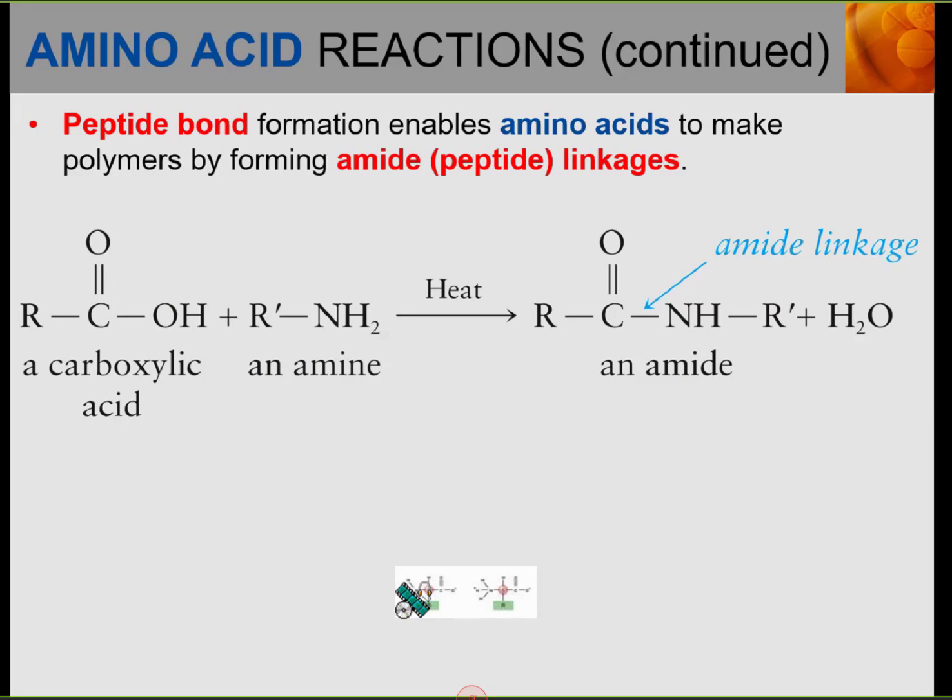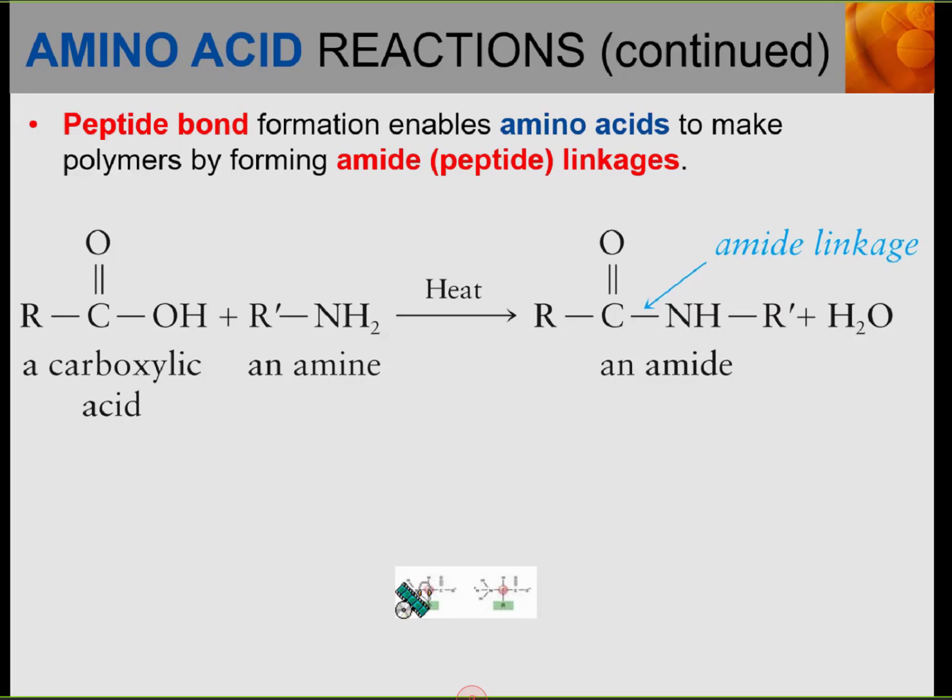The reaction that you see on the screen now is the reaction of a carboxylic acid and an amine to make an amide. Now, in chapter 6 or 16, we said this reaction doesn't happen. We said it's just an acid-base reaction and we don't form an amide. We said to form an amide, you need an acid chloride or an acid anhydride and an amine. But in a biochemical reaction, it does happen.